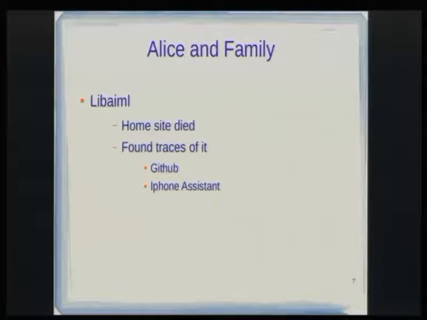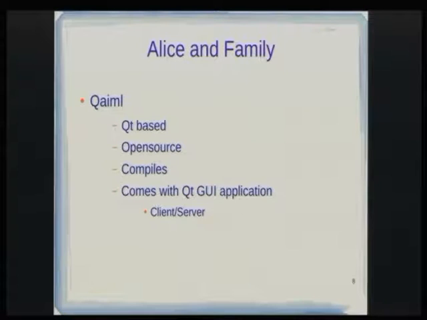So I looked at libAIML. The home site died. I found traces of it on GitHub, and I found an iPhone assistant based on this thing. So once again, another dead end. So then I looked at qAIML. It's Qt-based, it's open source, and finally, it compiles. The only bad thing, though, is it comes with a Qt GUI application. It's set up for networking and client and server, and there's a lot more to it than what I really wanted for something like this.